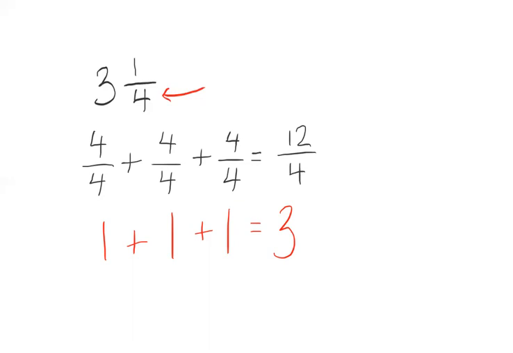The next thing I have to do is include this fraction part of the mixed number. So the easiest way to do this is just to add it on to the improper fraction you just wrote. So we have 12/4 plus 1/4, which is 13/4. So if you had to write a mixed number as an improper fraction, you could do it this way. So 3 1/4 is the same as 13/4.